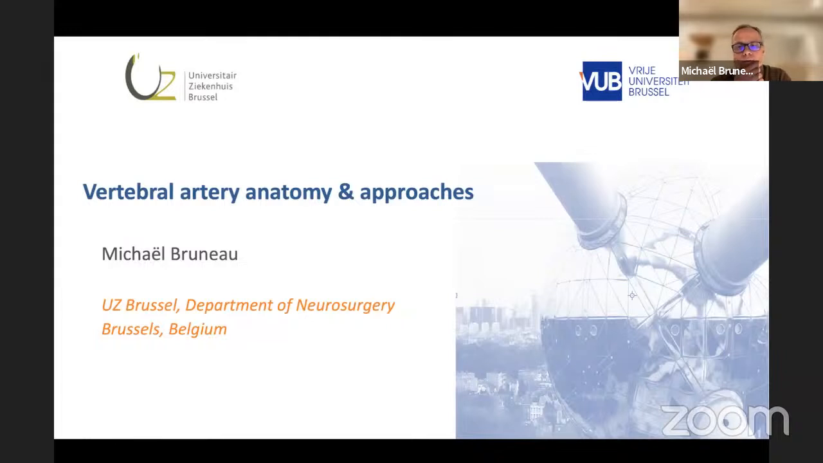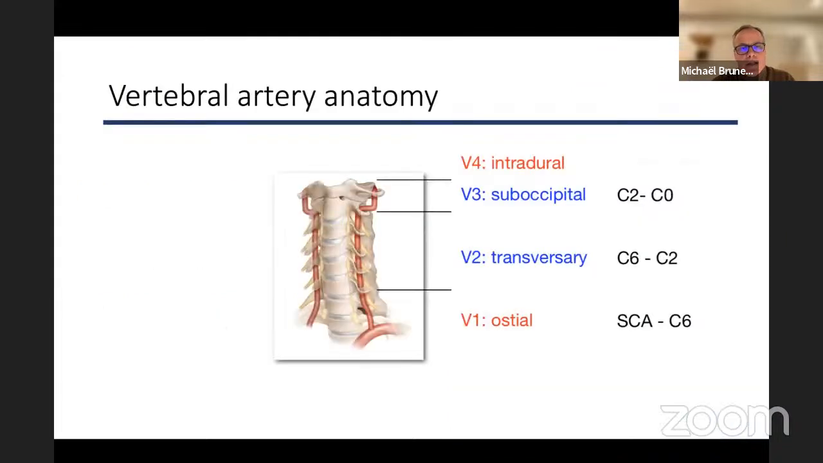As I told you, I'm Michael Bruneau, working in Brussels. I have some experience on the vertebral artery, and I will focus my talk now on the vertebral artery anatomy and the related surgical approaches. As most of you know, the vertebral artery is subdivided into 4 segments. The first segment is the V1 segment, also called the ostial segment, running from the subclavian artery up to the transverse foramen at the level of C6.